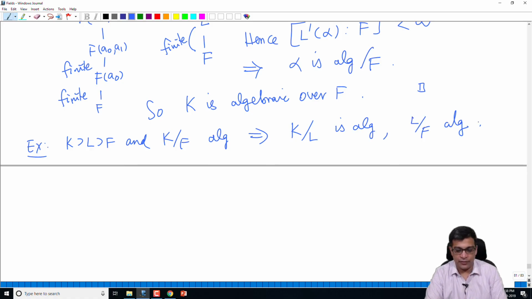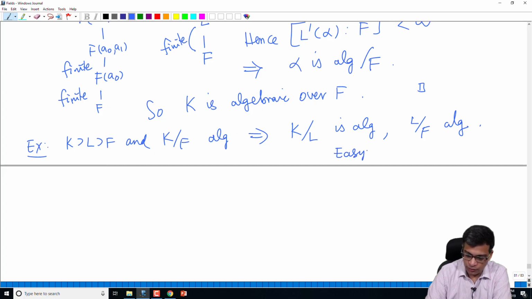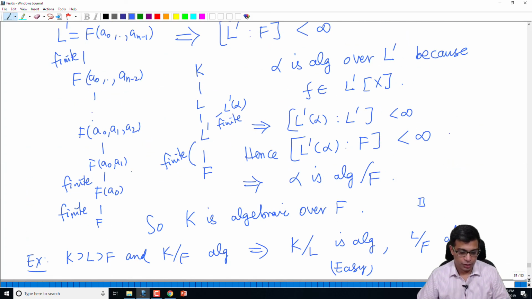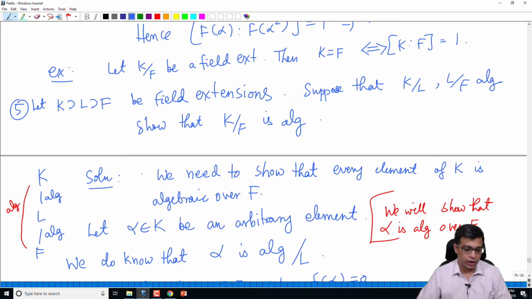Because every element of K satisfies a polynomial relation over capital F, so it certainly satisfies a polynomial relation over capital L. Similarly, every element of L is an element of K. It satisfies a polynomial relation over F. So this is also algebraic. So this is easy. The converse is what the problem asks you to do. But altogether you can now remember this as saying, if you have three fields and they form a tower, the full thing is algebraic if and only if both the intermediate things are algebraic.